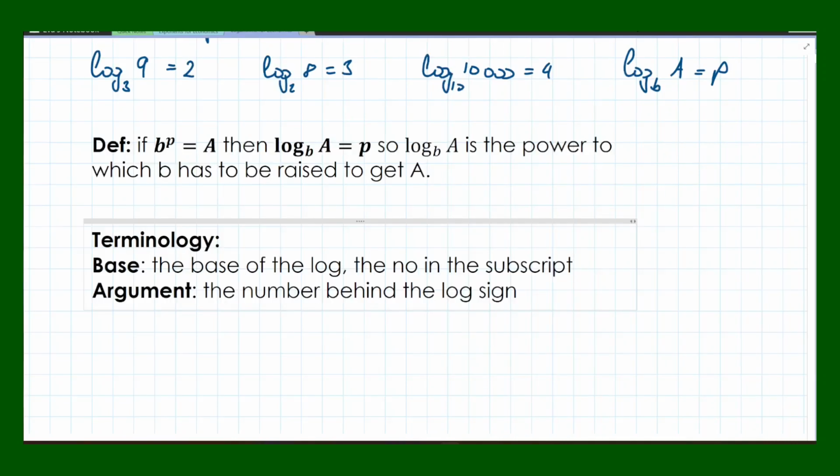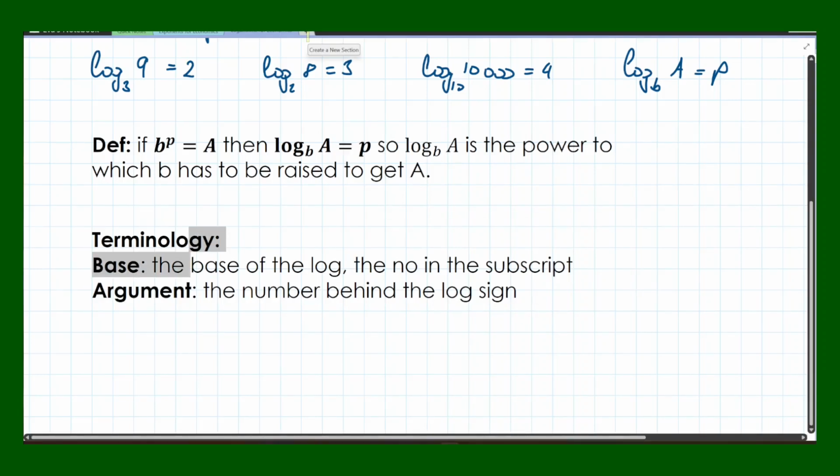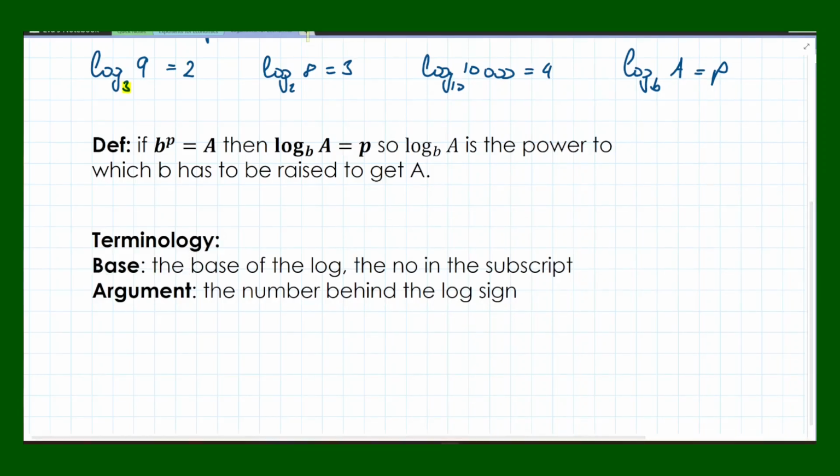Now let us look at the terminology. I've already used the word base, so when I say base, I mean the base of the log here as well, and this is going to be the number in the subscript. So for example, in log base 3 of 9, 3 is the base, in log base 2 of 8, 2 is the base, and in log base 10 of 10,000, 10 is the base. Generally, it's the little number down in the corner after the log.